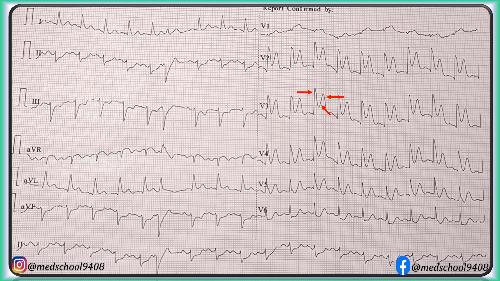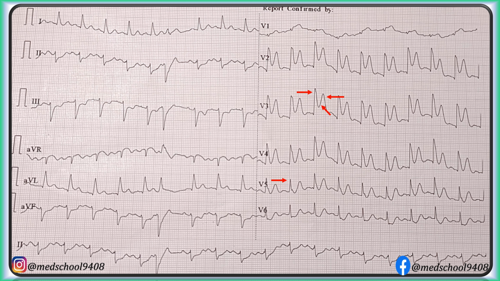You must be thinking on what criteria I am calling this R wave tall. To understand this, please remember that there is R wave progression from lead V1 to V5. That means R wave amplitude goes on increasing from lead V1 to V5. So normally R wave is taller in lead V2 than lead V1. R wave in lead V3 is taller than lead V2 and so on. But here R wave in lead V2, V3 and V4 are taller than R wave in lead V5.